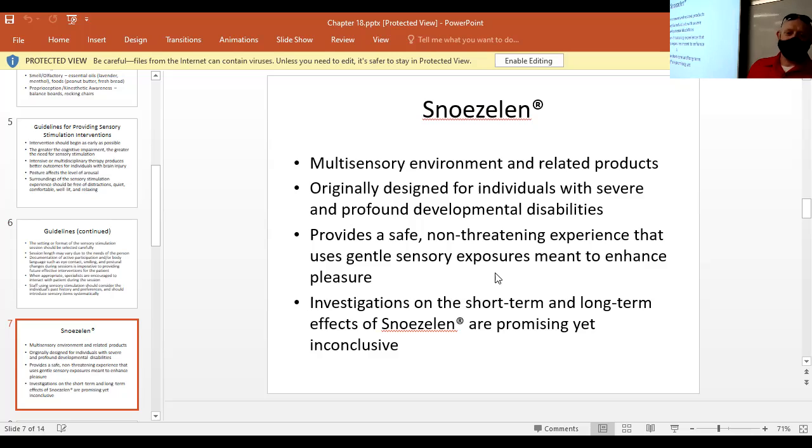Investigations on short-term and long-term effect of snoezelen are very promising yet inconclusive. I can tell you they just don't have data necessarily to support it. I have seen it. Y'all saw it in the video. You see positive, at the very least, positive short-term effects from this snoezelen environment, okay?